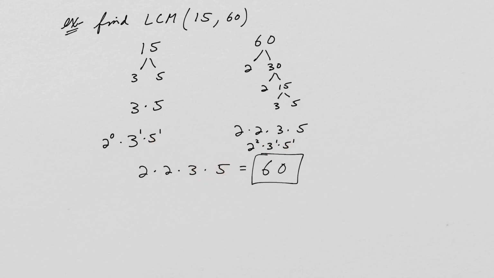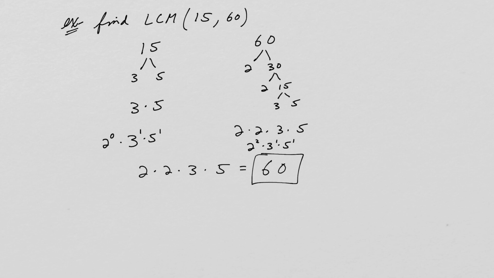So some people will write out the factorizations with the exponents, and then they just take each factor with the largest exponent. And that is exactly the same thing. When we say take it the greatest number of times that occurs in either of the factorizations, we really mean with the largest exponent.